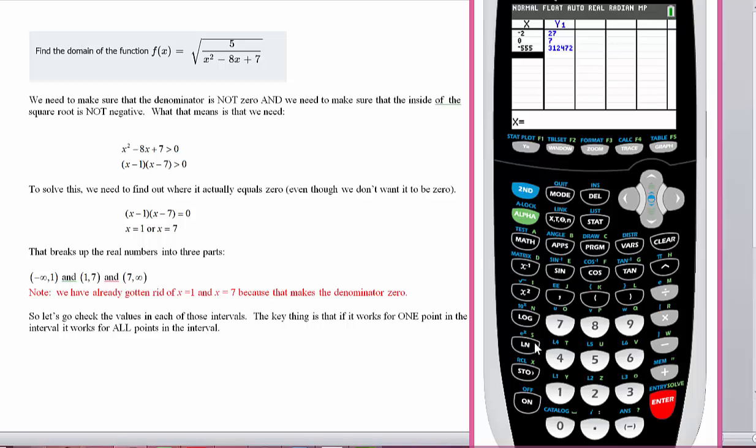Again, all we've got to check is 1 point. So let's check x equals 5. Hit enter. Notice that the value is negative. When you plug in x equals 5, this denominator is negative 8, and we don't want it to be negative 8 because then the inside of the square root is negative.